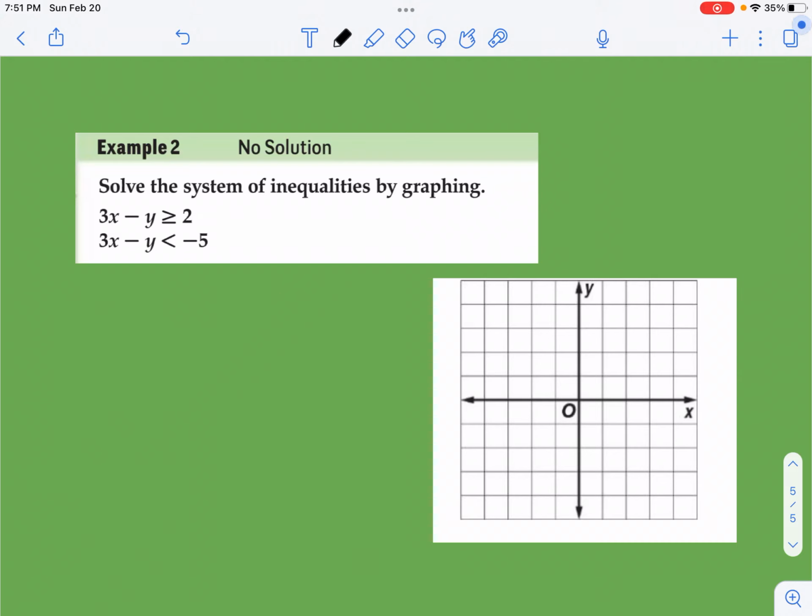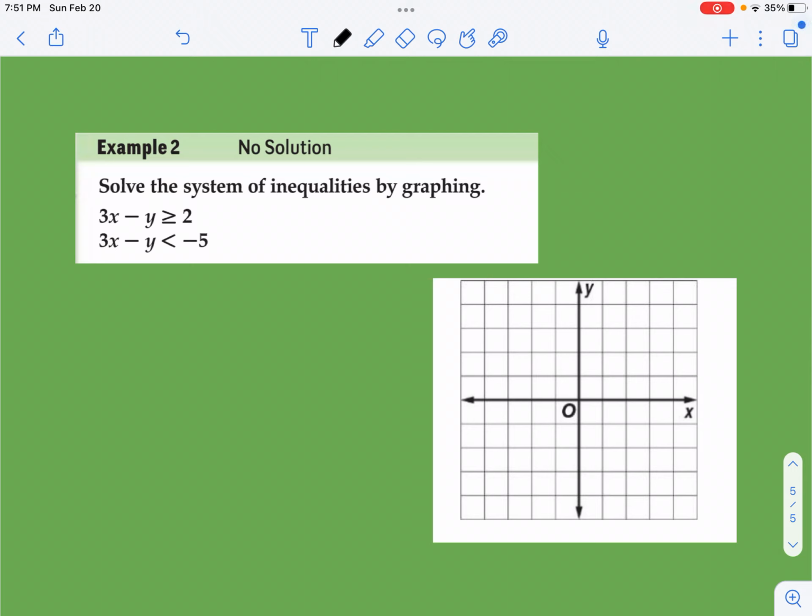All right, last video here for this lesson for chapter 6, lesson 6. So we are talking about systems of inequalities, and we've looked at cases where we've gotten a solution here. So in this video, we're gonna see something kind of bizarre happen, and we're gonna talk a little bit about it.